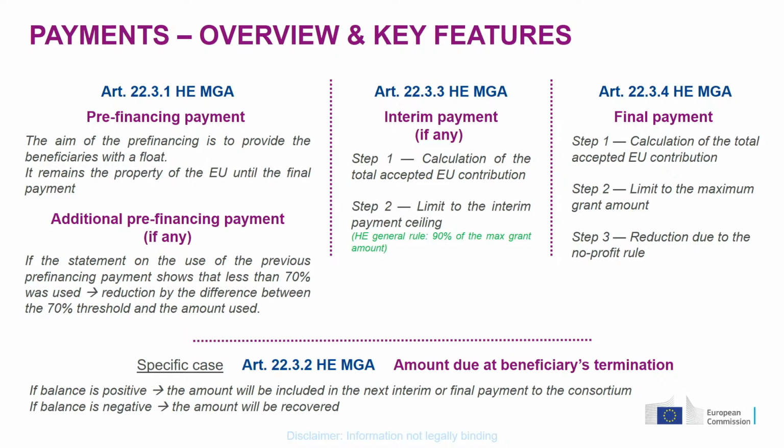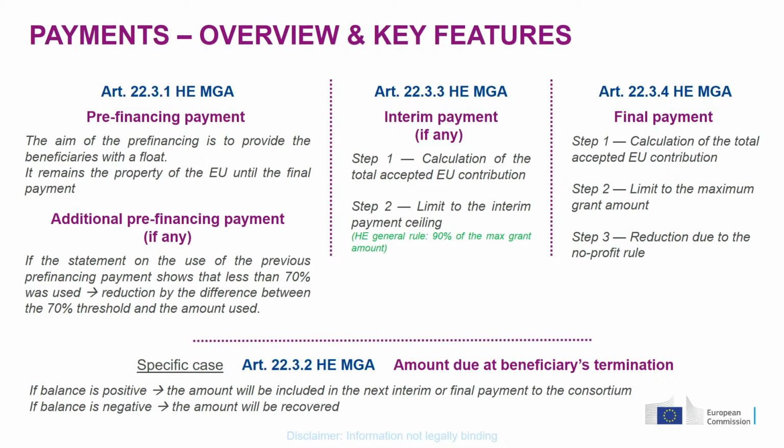So what we will do as granting authority, we will calculate the total accepted EU contribution, based on your cost statement, and we will apply a limit, a ceiling, to this interim payment. So in Horizon Europe, this ceiling is also reflected in the datasheet. It will be 90% of the maximum grant amount, so the maximum grant amount set out for the whole action in your grant agreement. So we will keep 10%. Actually, we will keep a little bit more because we also have a 5% generally of retention. Let's say a levy of 5% for what we call the mutual insurance mechanism.